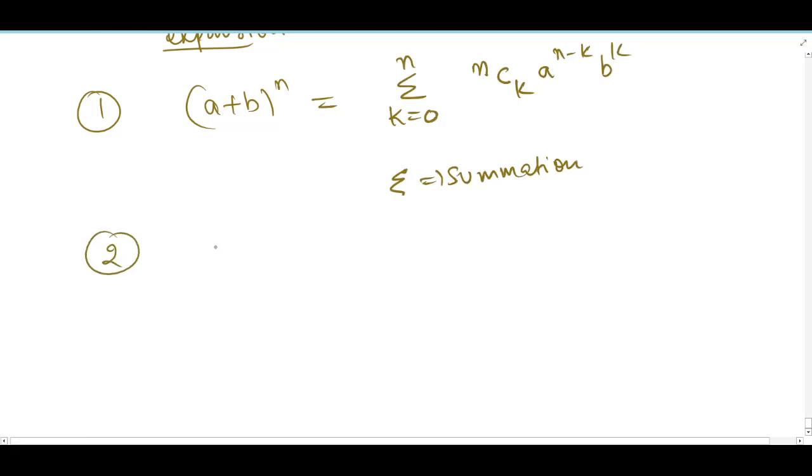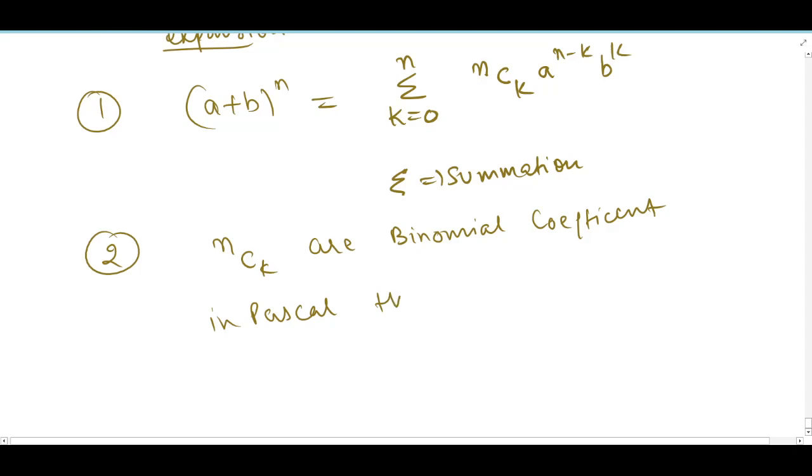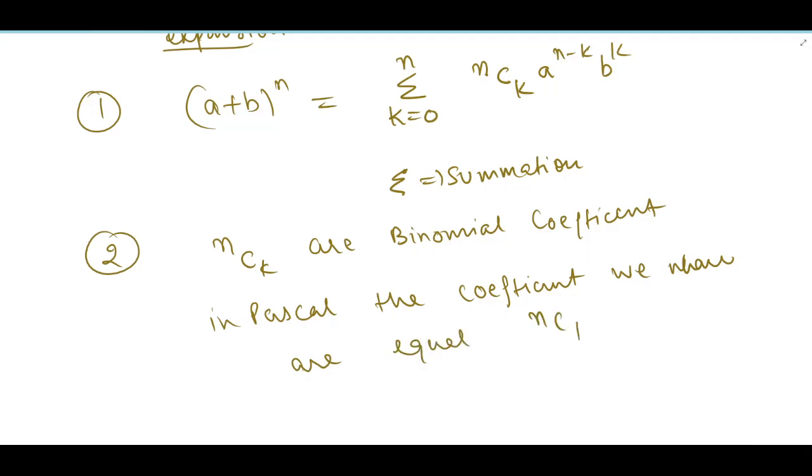Second point, nCk are binomial coefficients. Like we discussed in Pascal's triangle, the coefficients mentioned there were in the form of nCk. So in Pascal's triangle, the coefficients we have are equal to nCk.